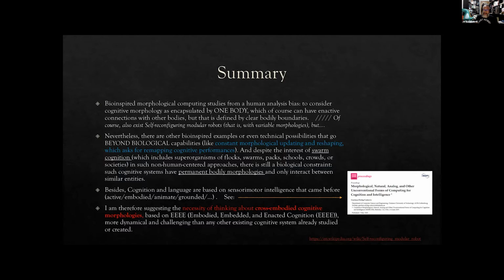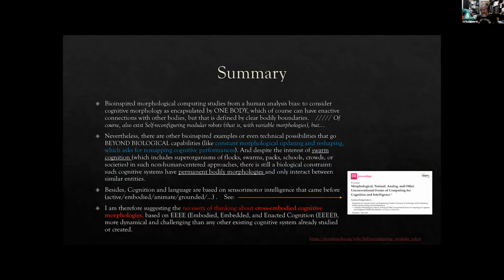Despite the real interest in this kind of distributed cognitive systems, and we know there is interest in how flocking or swarm thinking happens, or in the coordination of packs, schools, crowds, or societies, it's always the same: a small unit that has the whole cognitive performance interacts with others, and then cognition is produced in the general process. What I am really thinking about is what would happen if those morphologies were at the same time constantly changing, which would imply some new necessity of integrating information.